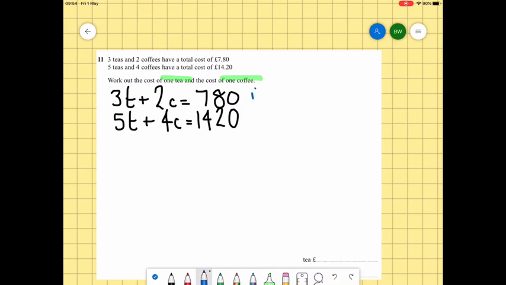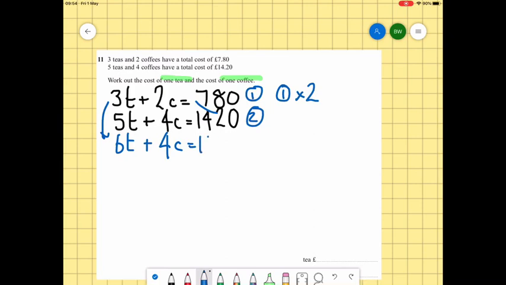So if I label them 1 and 2, just so you can see what I'm doing, if I do the first equation multiplied by 2, it gets me 4c. So I'd have 6t plus 4c, and that would cost 780 times 2 is 1,560. So I know that 6 teas and 4 coffees will cost £15.60 because all I've done is multiplied everything within that first payment, that first receipt, by 2.